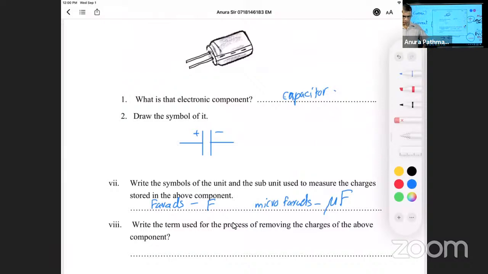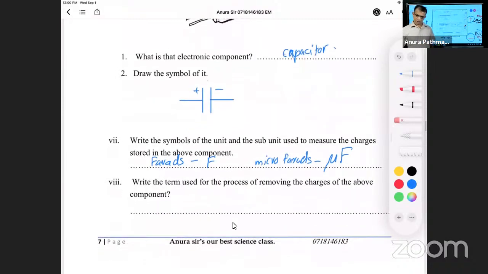Write the term used for the process of removing the charges of the above component. Discharging. So, discharging.